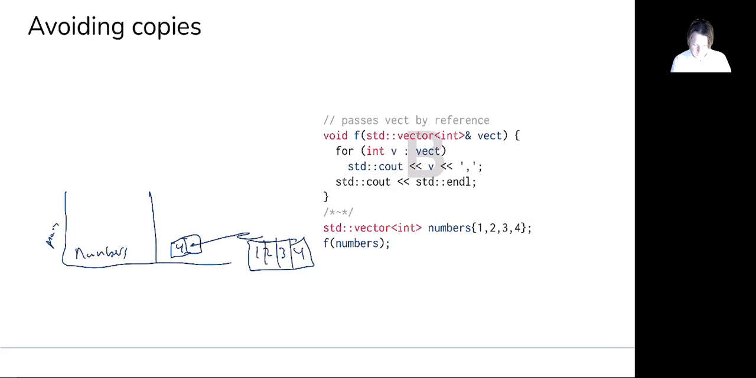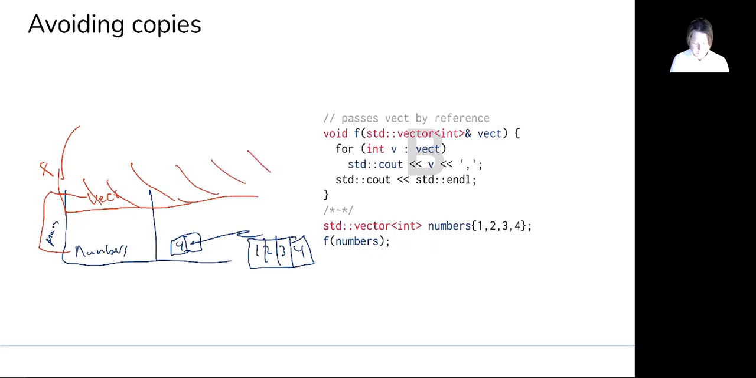Okay. Now we're going to call function f on numbers. So in this case, f is called, we transition to the function, and we begin initializing the parameters. In this case, vect is a reference. It's simply another name for numbers. We go ahead and iterate through vect, print out its values. Maybe, in a different application or context, we might do something a little more interesting, and then we return.